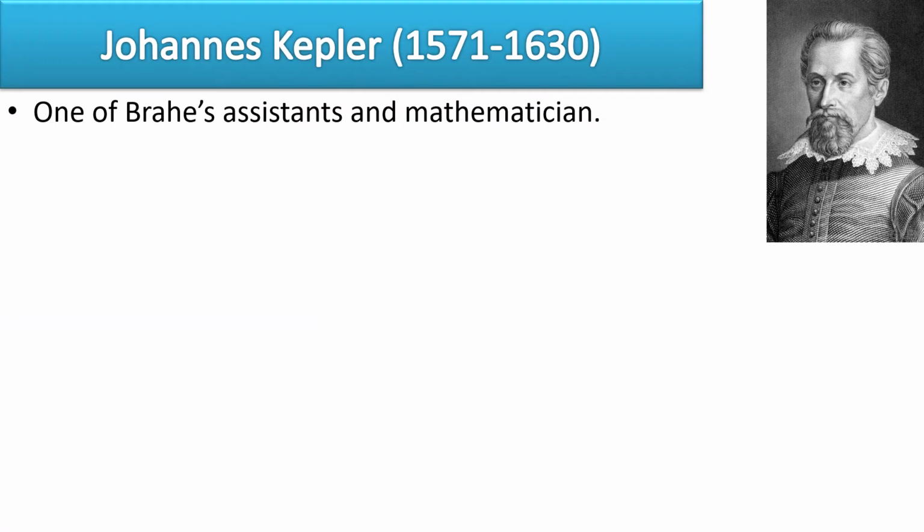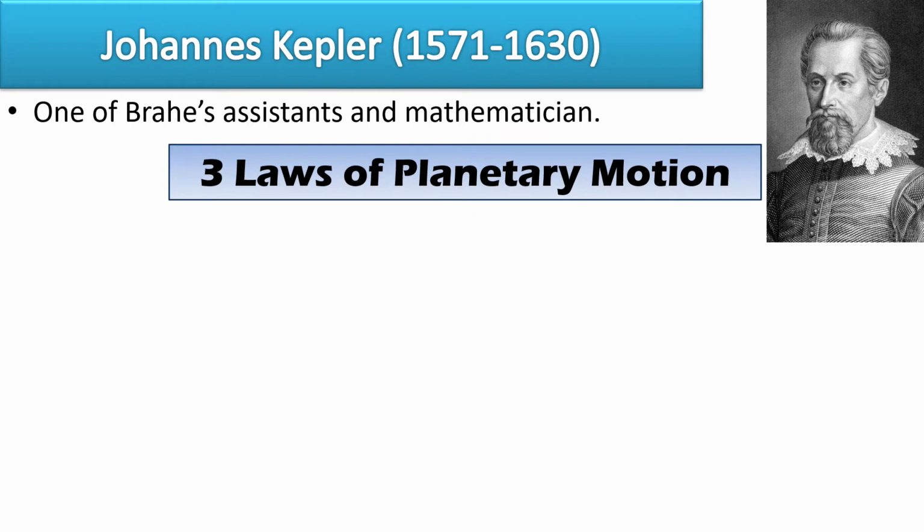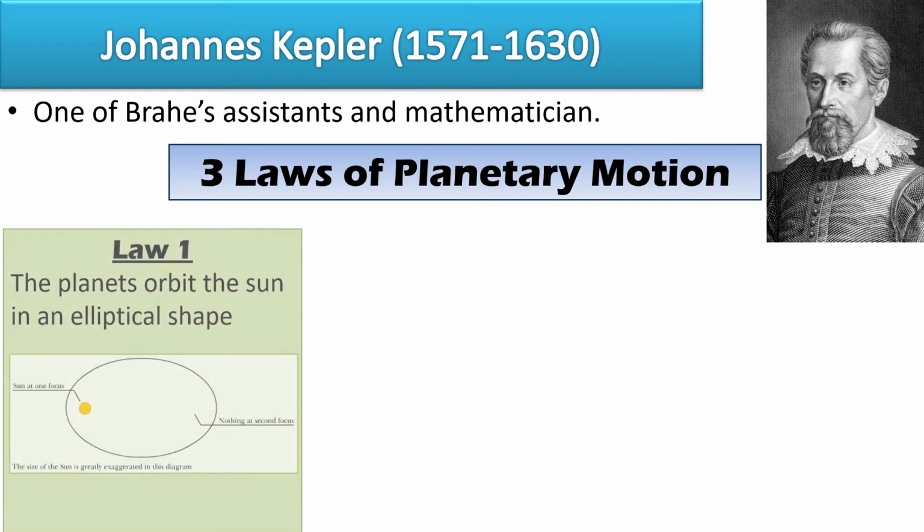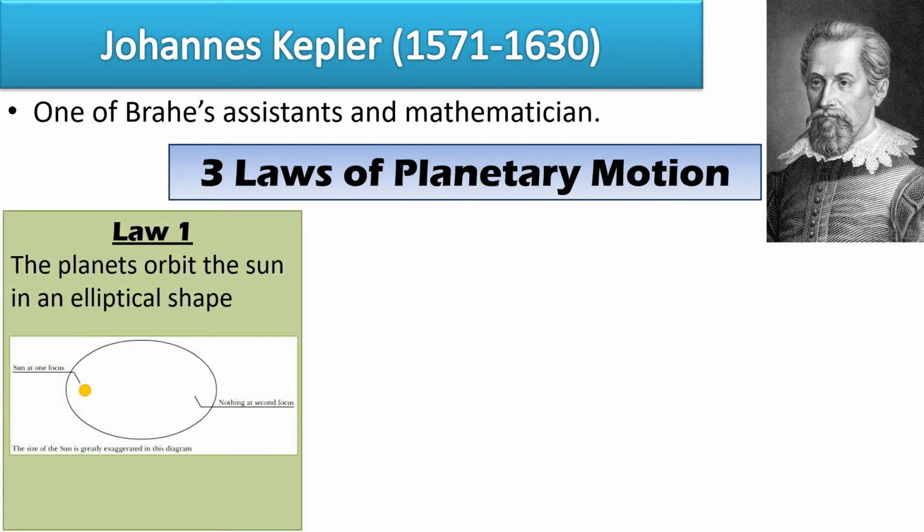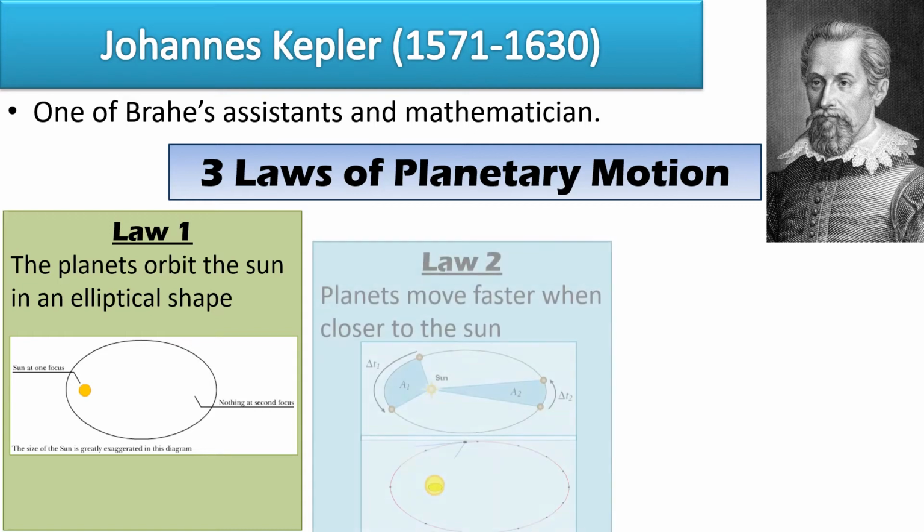And then this guy comes along, Johannes Kepler, and he was one of Brahe's assistants and mathematicians. And he comes along, and basically everybody remembers him more than Brahe. Like, I don't even know if I'm pronouncing his last name correctly. Kepler came up with the three laws of planetary motion, which you might have heard of before. So he was studying the stars and planets just like Brahe was. And the first law he came up with was that the planets orbit the sun in an elliptical shape. They were not circular, and he was able to prove that they were ellipses.